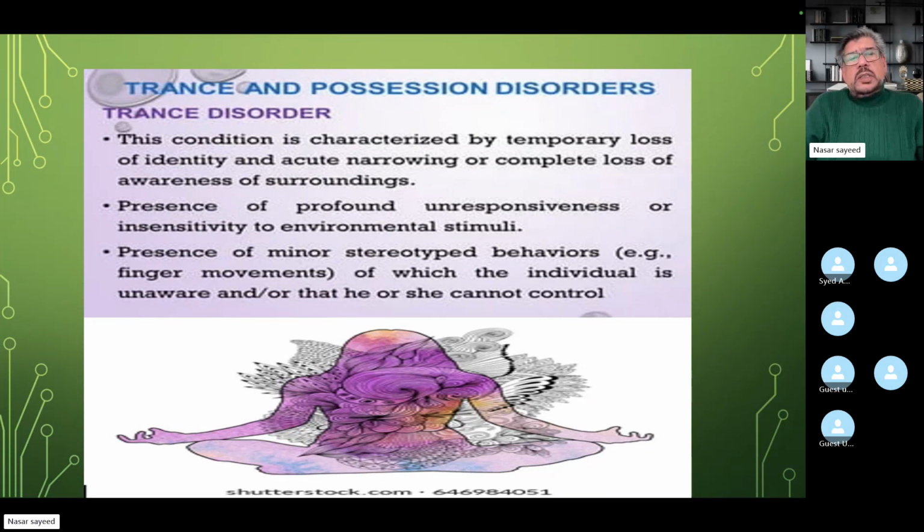Now, trance and possession disorders are one of the main symptoms in dissociative disorders as well. How much are they considered to be normal in our culture? Very much. How much are they actually abnormal? Very much. So, in trance and possession disorders, as I mentioned earlier as well, this condition is characterized by temporary loss of identity, an acute narrowing or complete loss of awareness of the surroundings, presence of profound unresponsiveness or insensitivity to environmental stimuli, minor stereotyped behaviors, finger movements, of which the individual is unaware and cannot control. Now, this is muraqabah. When you sit, try to focus yourself on some supernatural thing and supernatural powers come to you and you lose sense of control around you. That is muraqabah or a trance state or a possession disorder.